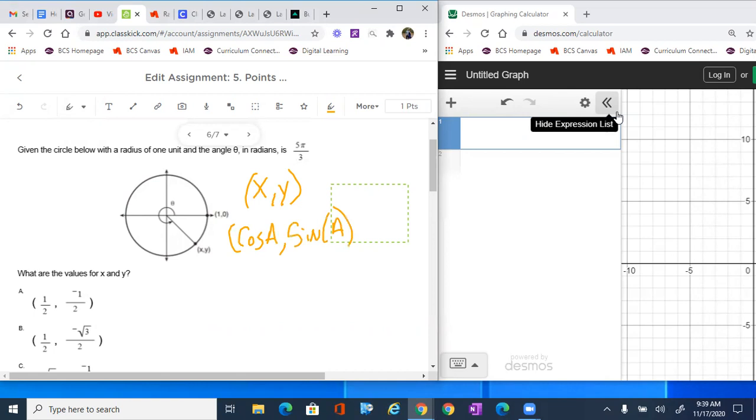So in this problem, it says, given the circle below with a radius of 1 unit and an angle of 5 pi over 3 radians. So I'm going to write that off to the side so we remember. 5 pi over 3 radians, okay? What are the values of x and y?